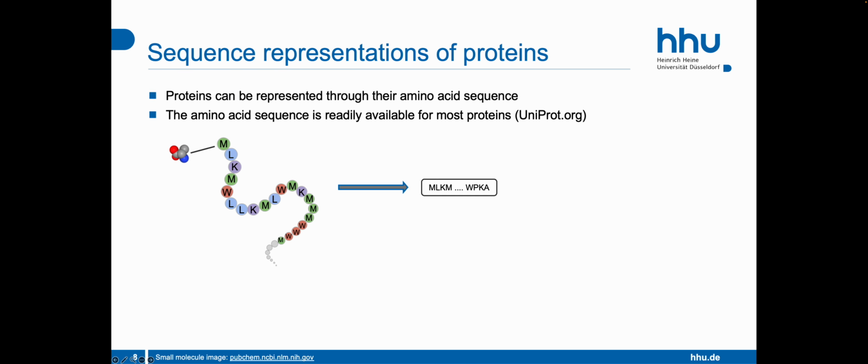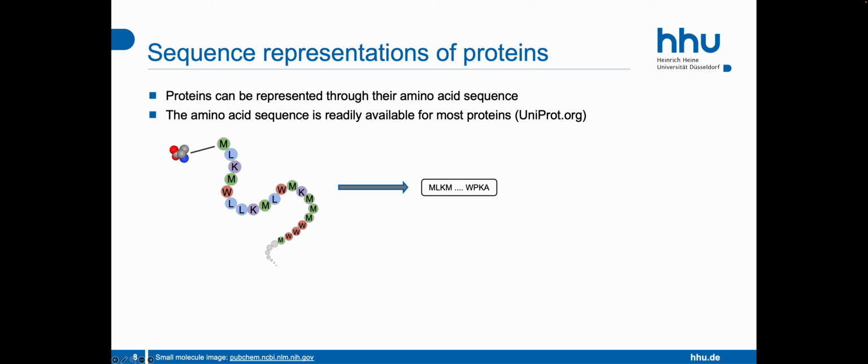Hopefully, now you have a rough idea about what proteins are and what their functions can be. So, how can we store information about the protein? We have seen that proteins are sequences of amino acids. We also know that the amino acid sequence of a protein determines its structure, which determines its function. Thus, in principle, the amino acid sequence contains all the information we need to know about the protein.